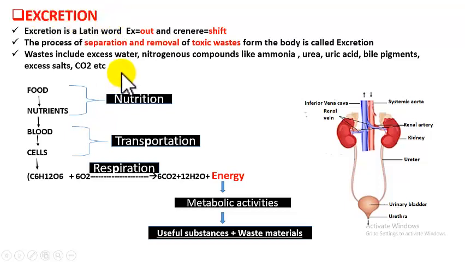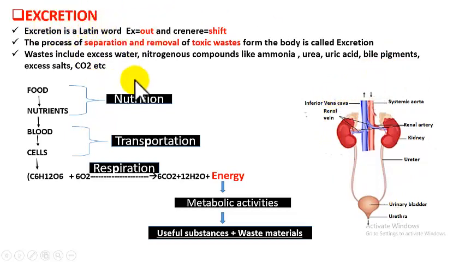Egestion means undigested food material in the digestive system, the process of coming out through the anus, is called egestion. But to excrete the waste generated inside every cell, there is a separate system called the excretory system, and this expulsion is called excretion.